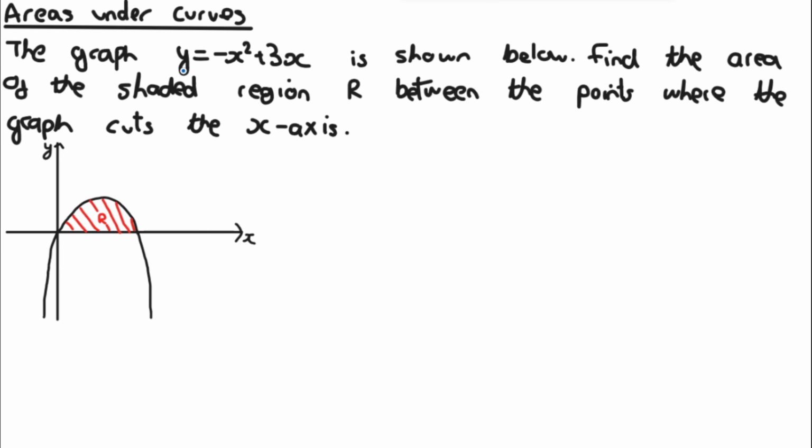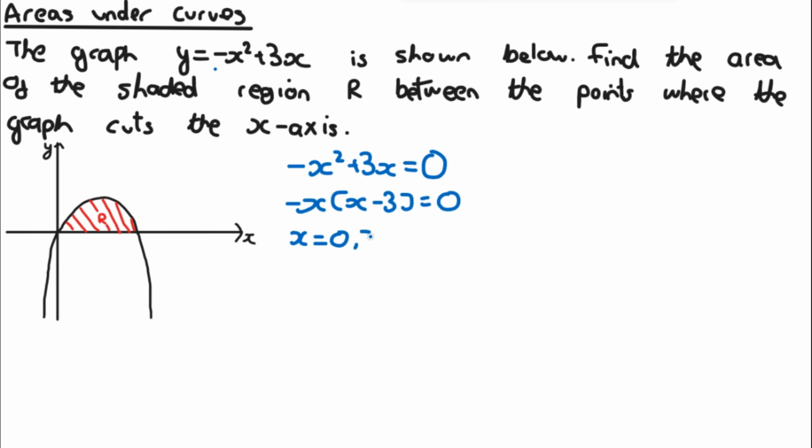So here's another question where we're given a quadratic and we need to find the area between the curve, the x-axis, and the 2 points where it touches the x-axis. Now, we're not actually told what these points are, but we can figure them out by figuring out when this is equal to 0. So when minus x squared plus 3x is equal to 0, because this is where the roots will be, and then we can factorize out minus x to get minus x of x minus 3 is equal to 0. So therefore x is going to equal 0 and 3.